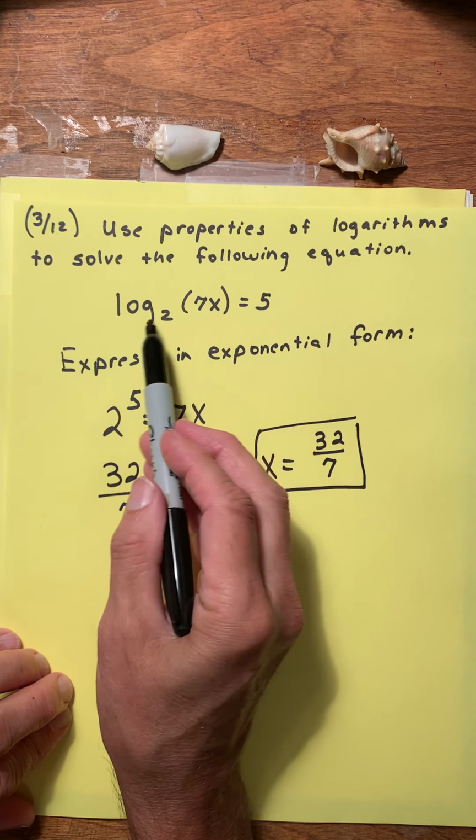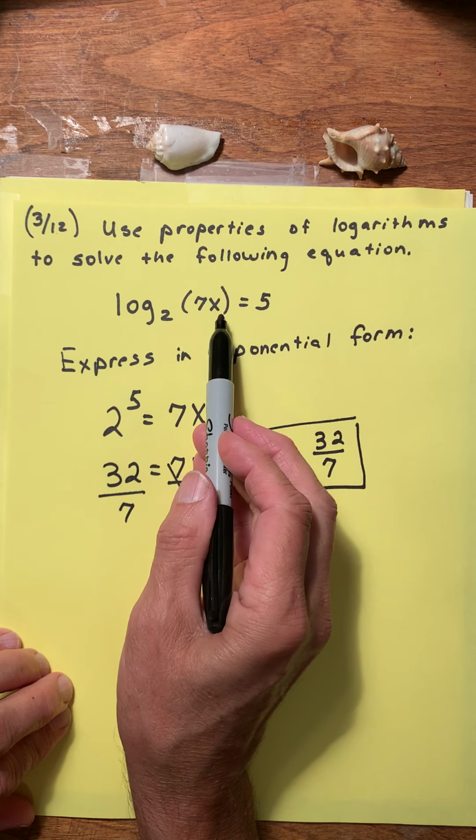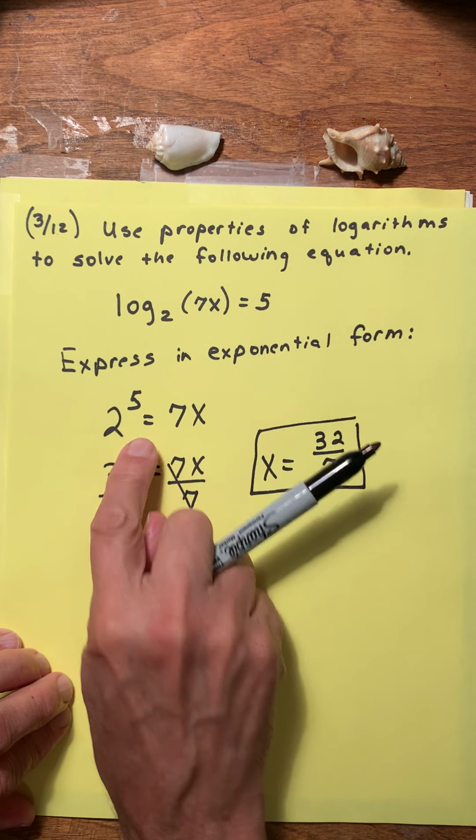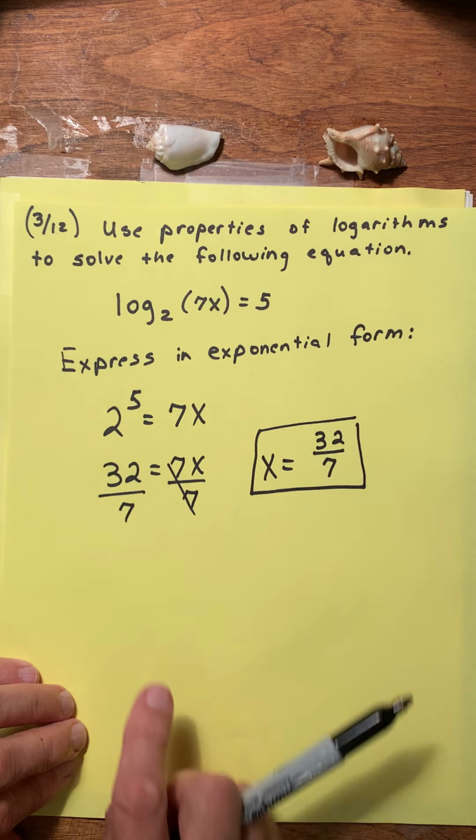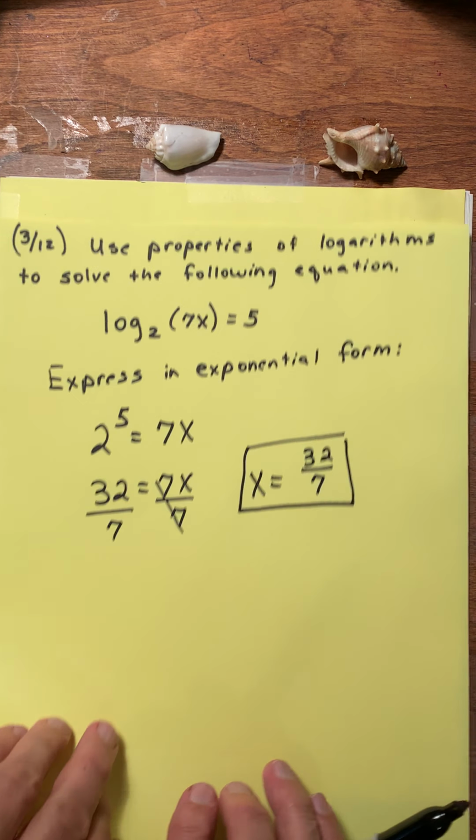Notice this expression, got no idea what to do. Put it in exponential form. Hey, this is easy. 2 to the 5th is just 32. Solve from there.